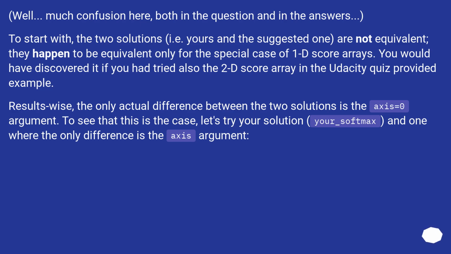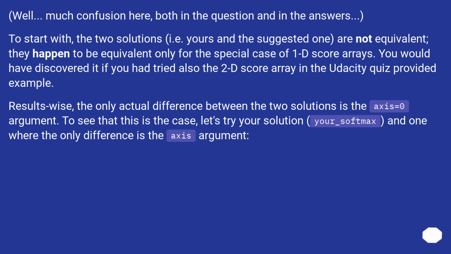Well, much confusion here, both in the question and in the answers. To start with, the two solutions, i.e. yours and the suggested one, are not equivalent. They happen to be equivalent only for the special case of 1D score arrays. You would have discovered it if you had tried also the 2D score array in the Udacity quiz provided example. Results-wise, the only actual difference between the two solutions is the axis=0 argument.